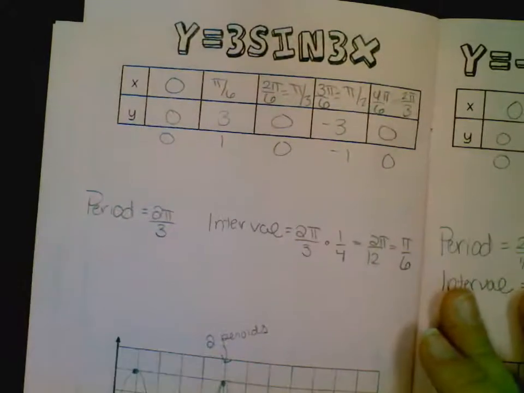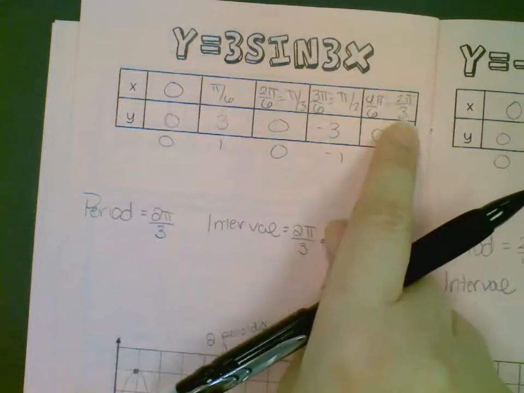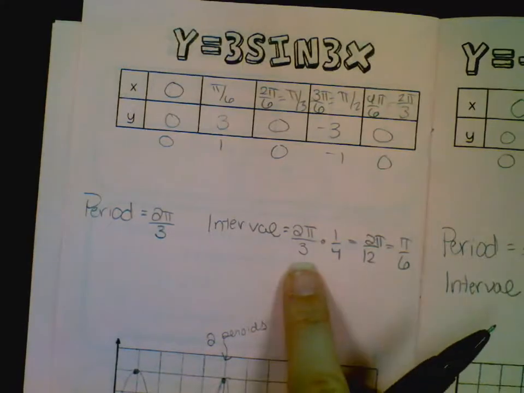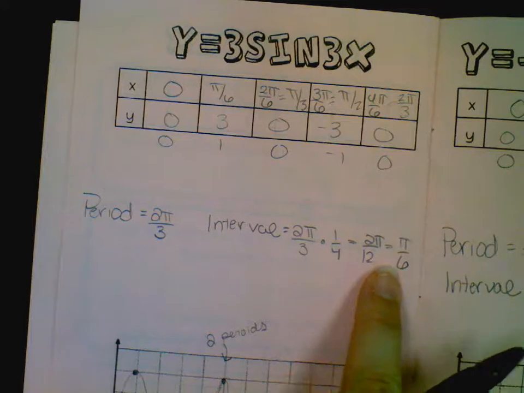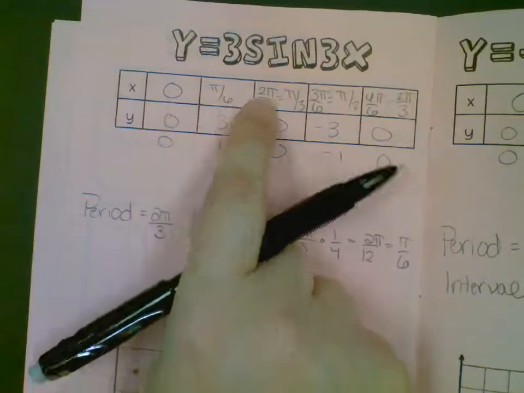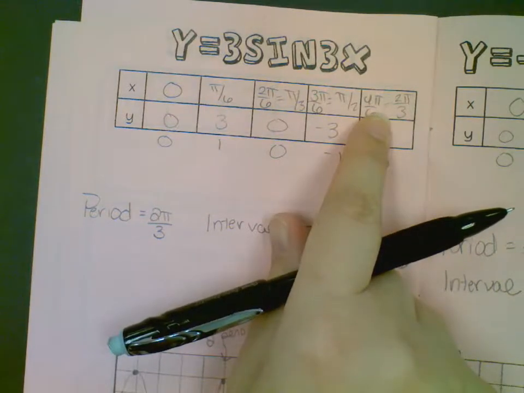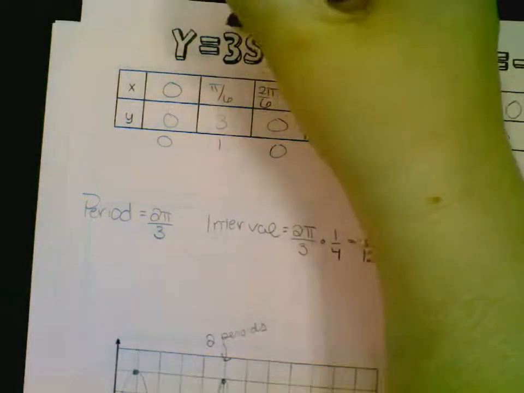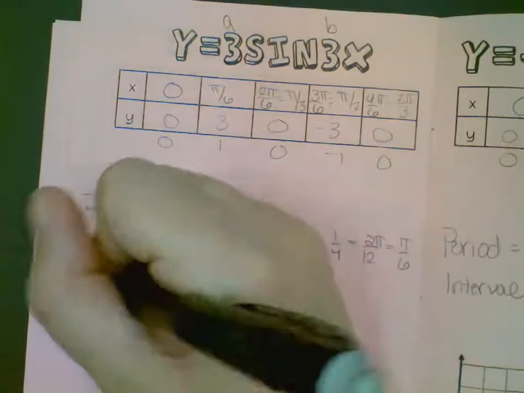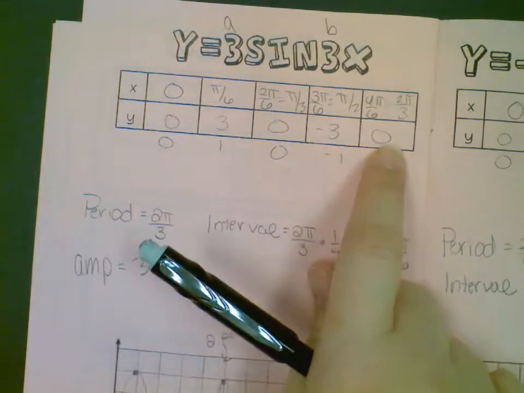Okay, so for this one we got that our period was 2 pi over 3. So that means our graph is going to complete its whole cycle from 0 to 2 pi over 3. If we divide that by 4, which is like timesing by 1/4, we end up with our interval being pi over 6. So we're adding pi over 6 each time to get our x values. So the normal y values for cosine is 0, 1, 0, -1, 0. But we have an amplitude of 3. So we would take all those numbers and multiply them by 3.